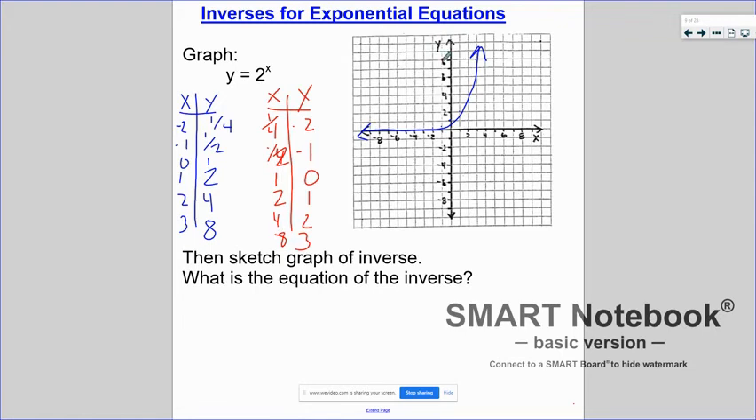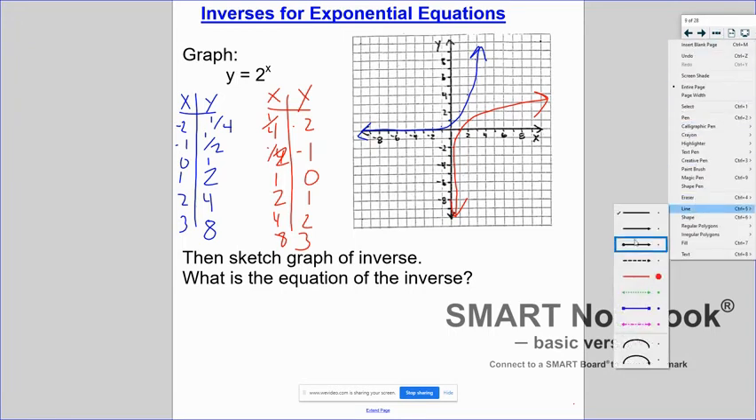So now I'm going to graph those. I'll start over here. 8 goes to 3. 4 goes to 2. 2 goes to 1. 1 is at 0. I go over a half, I go down 1. I go over a quarter, I go down 2. And I'm going to try to do this with my finger the best I can. And there's the inverse. And we should not be surprised by that. The inverse looks pretty good.